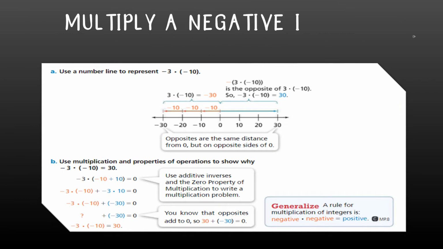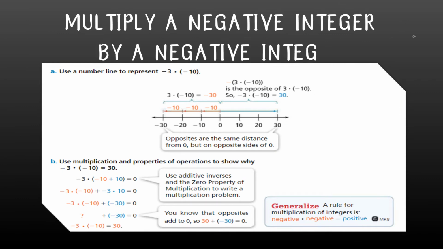In the last case, we have the multiplication of a negative integer by a negative integer. Inset A shows you how to represent a product of negative numbers on the number line: -3 times -10. Remember that opposite numbers are located at the same distance from 0, but on opposite sides of 0, the right or the left. In this case, -3 times -10 equals +30, which is the opposite of 3 times -10 equals -30.